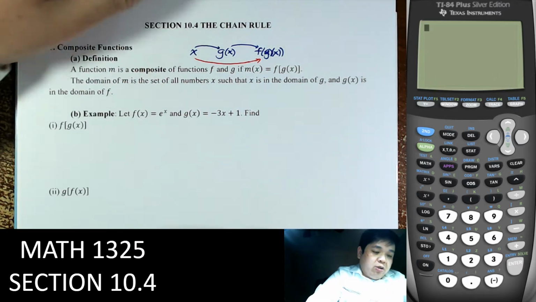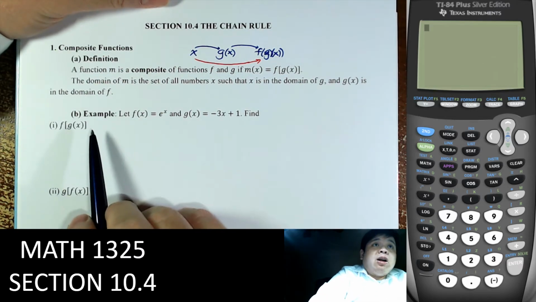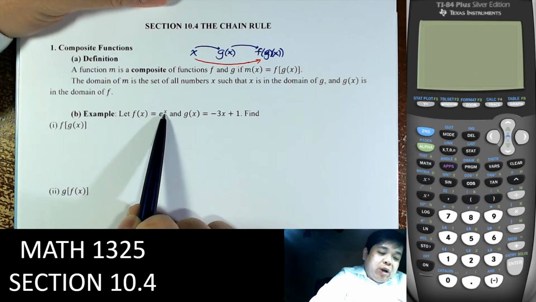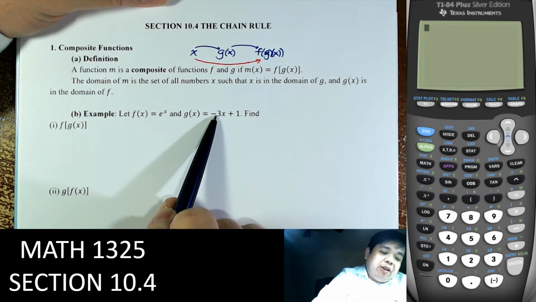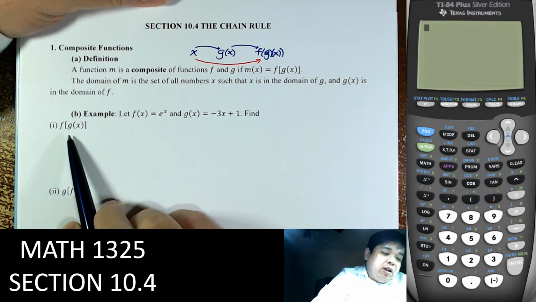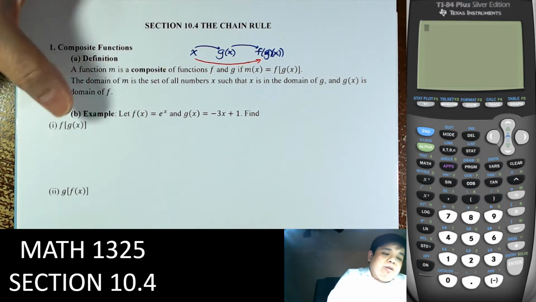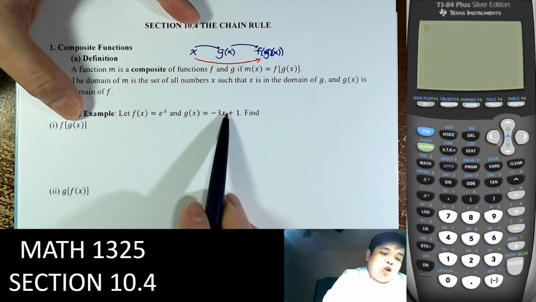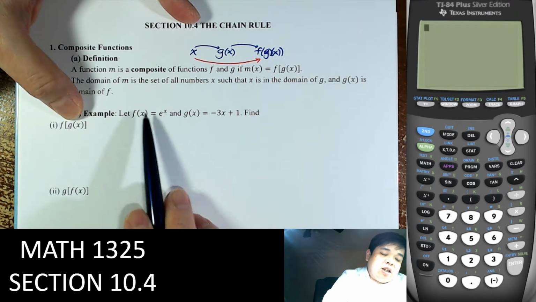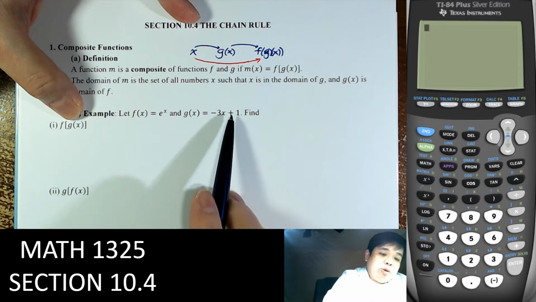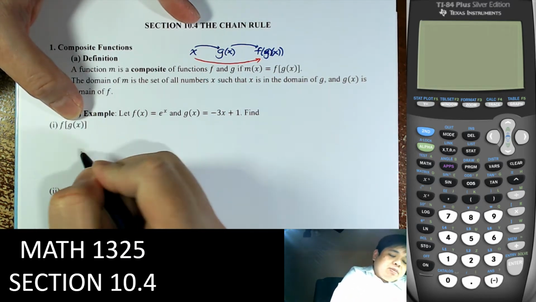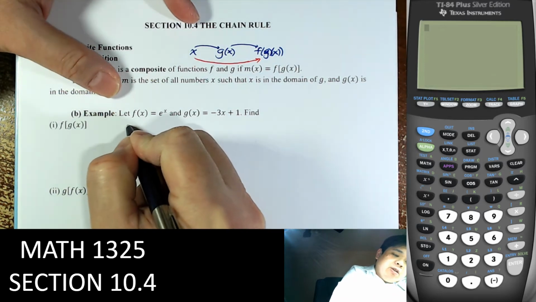Right, so let's look at the first example. Let f of x be e to the x power and g of x be negative 3x plus 1 for f of g of x. So f of g of x means that we're going to put g of x into the x of f of x. So simply we put negative 3x plus 1 into x. But in general, let's start with something very fundamental.